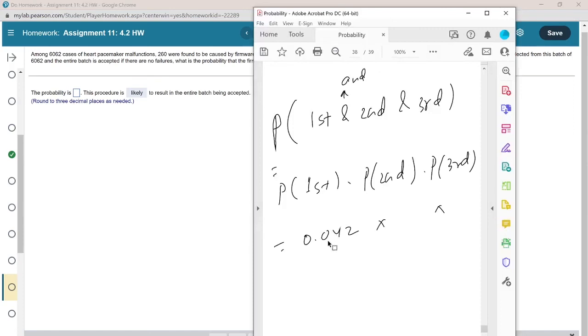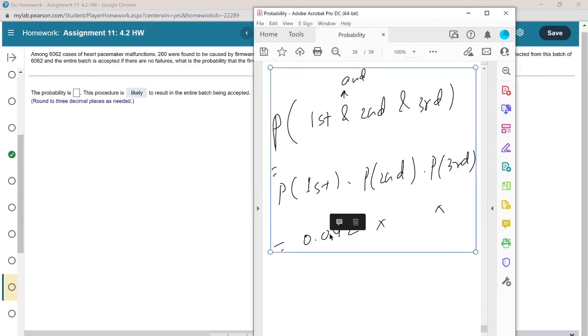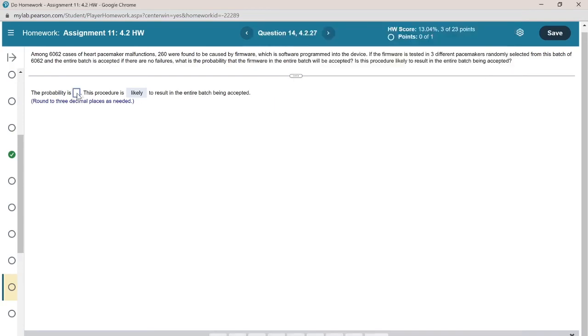If we go back and find the probability of failure, which is 260 divided by 6062, we need to find the complement of this, which is 1 minus this number, which is 0.957109. This should be the number I use here instead of 0.042, 3 times. So the multiplication of this thing 3 times is the answer to the power 3. So the answer is 0.8767, which is 0.877. So the probability of acceptance is 0.877.